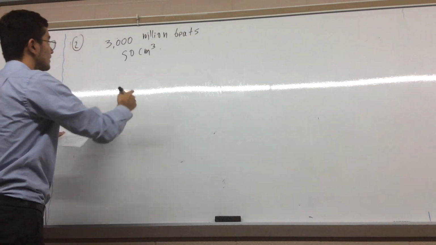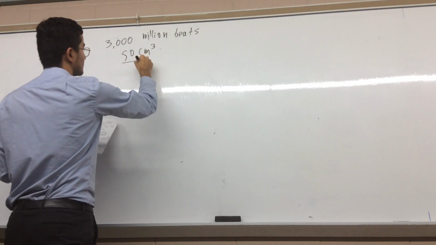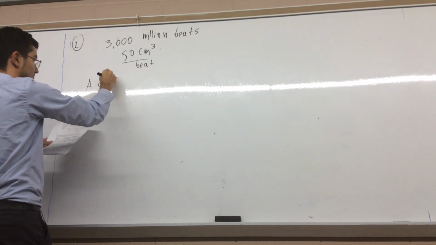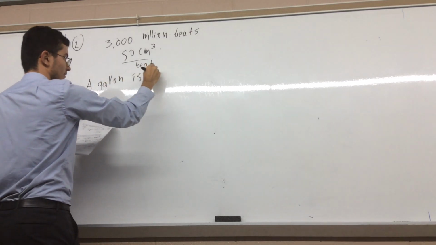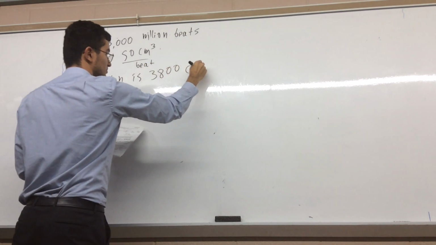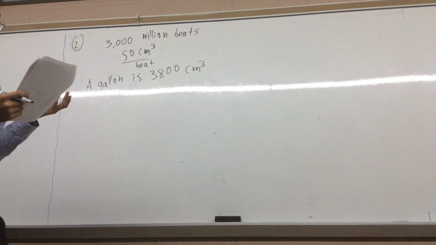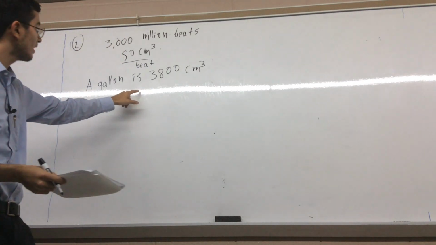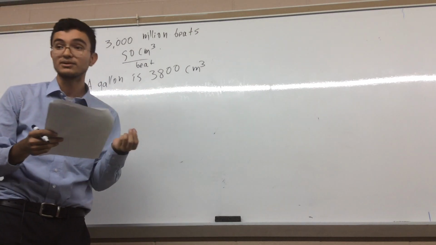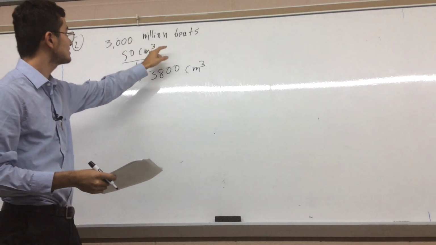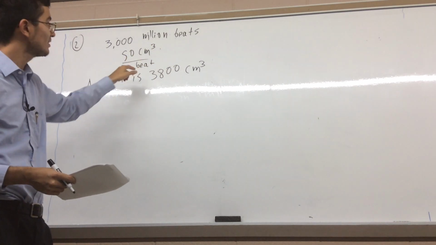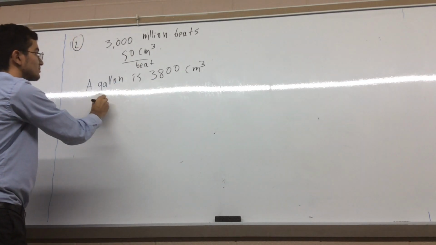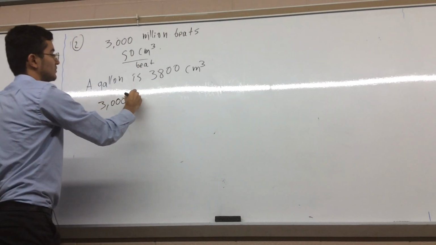We're told that a gallon is 3,800 centimeters cubed. Why do they tell us the conversion factor for gallons to centimeters cubed? Because we're asked to find how many million gallons. We have million beats, and we have this conversion factor. So what are we going to do? We're going to start with the given, so we're going to start with 3,000 million beats.